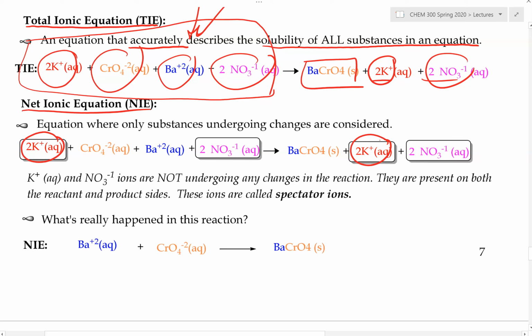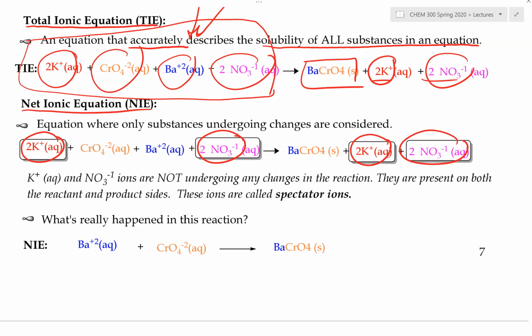So what's going on? That basically means nothing happened to this potassium, right? If it's present before and after, that means nothing happened to it. And similarly with the nitrate, we have the 2 nitrate before on the reactant side, and we also find this 2 nitrate on the product side as well. So nothing happened to this nitrate either, but they remain in solution before and remain in solution at the end of the reaction. Nothing happened to them.